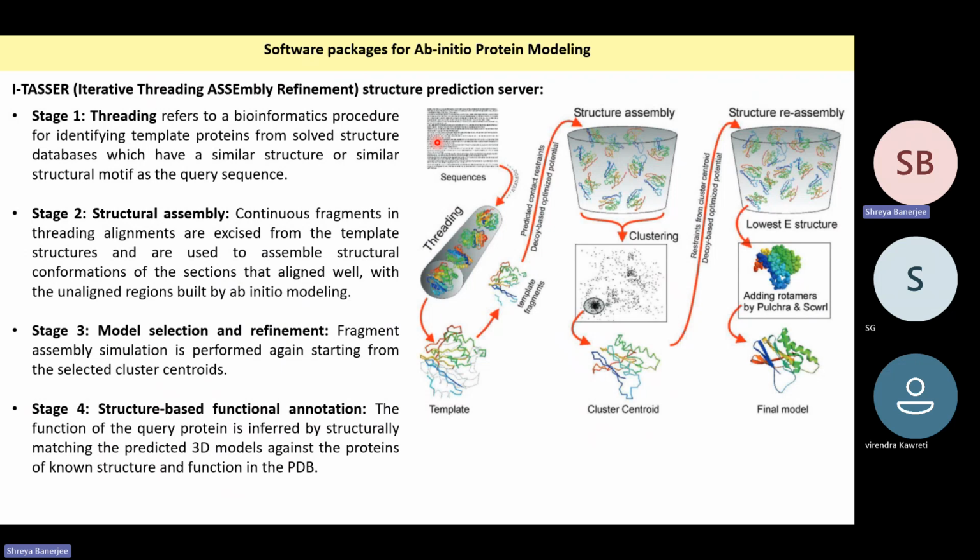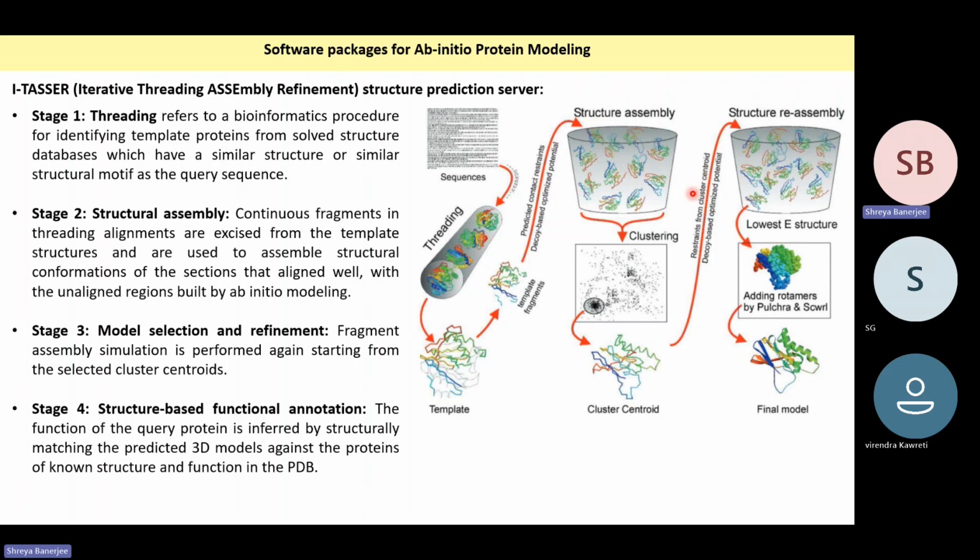So if that fragment of the known sequence is predicting a certain secondary structure, it is taking that, then joining that to the next part of the sequence which is predicting some other structure, and they are assembled into an initial model. So that is structural assembly, where from all the known sequences, you have certain secondary structures which are predicted. All these secondary structures are put together to predict a structure for the unknown protein.